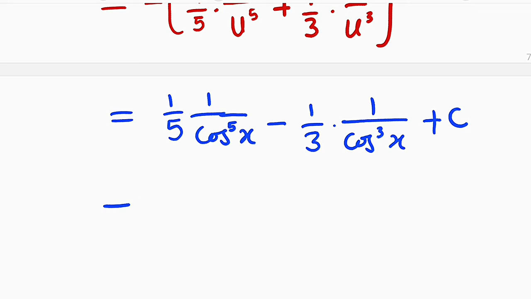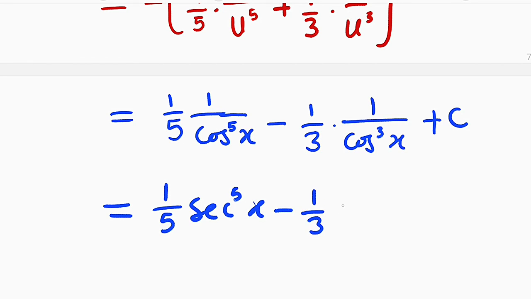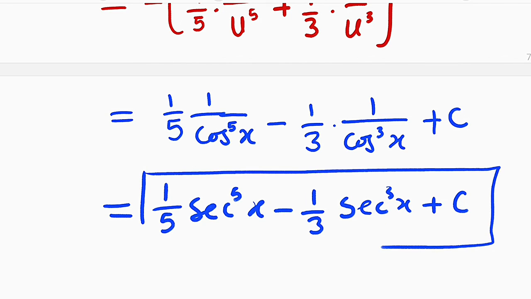As we are moving, we know that 1 divided by cosine is the same thing as secant. So this is 1 divided by 5 secant fifth of x minus 1 divided by 3 multiplied by secant third of x, then plus the constant of integration, and we are done.